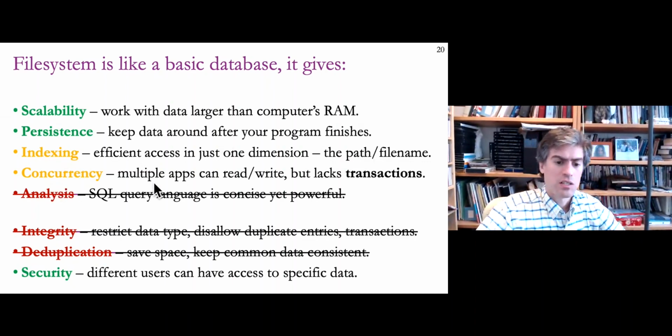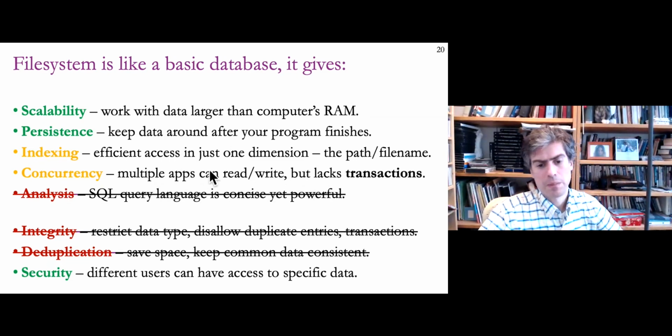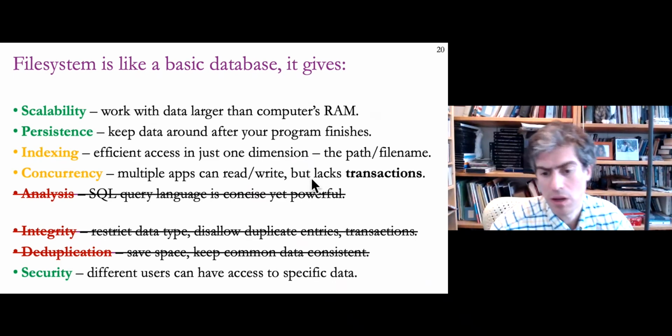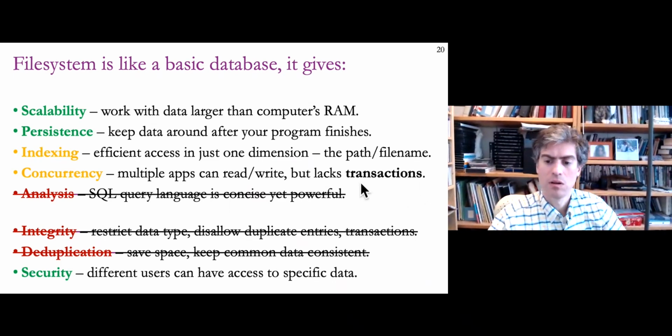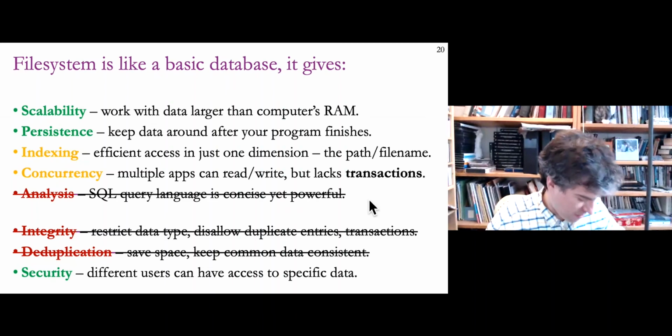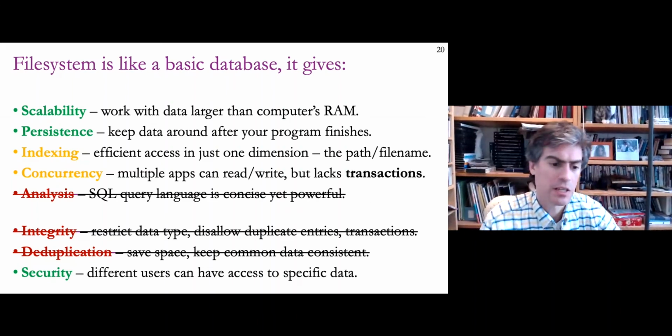There is concurrency in the sense that multiple apps can read or write data, but this can go wrong if you try to do things at once that shouldn't happen. In other words, if you want to support transactions, you don't get that automatically from a disk or from files. Databases give you that.